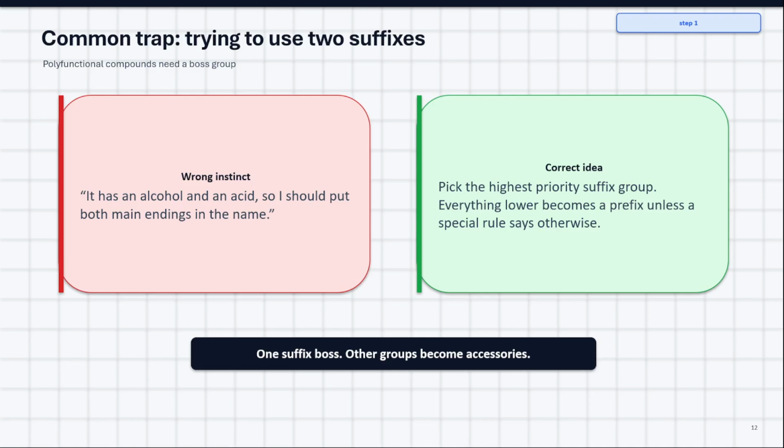This is a common student trap. When a molecule has more than one functional group, students sometimes try to give every group its own main ending. But most polyfunctional names need one main suffix boss. Other groups are usually described as prefixes. That is why an OH group can be alcohol in one molecule, but hydroxy in another molecule. It depends on what else is present. A simple memory cue is one suffix boss, other groups become accessories. This does not cover every advanced exception, but it is the right foundation for intro-organic naming.